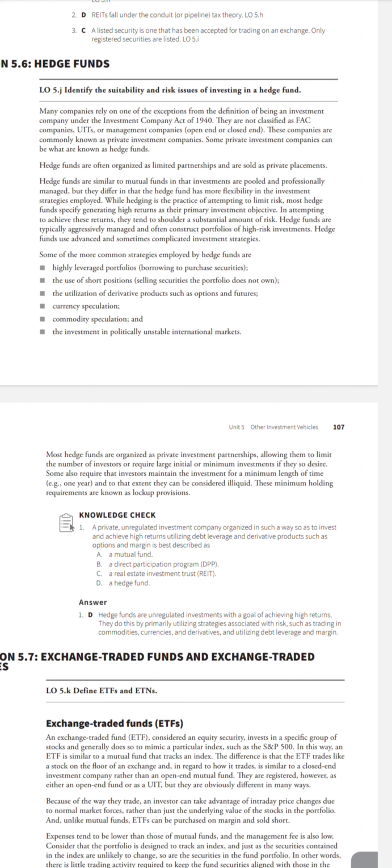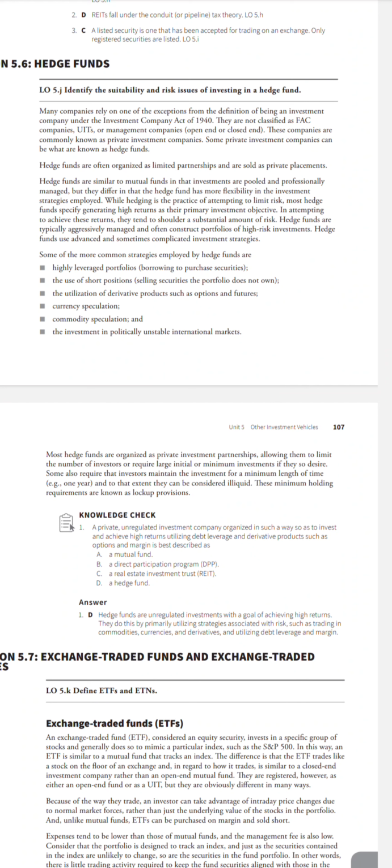Most hedge funds are organized as private investment partnerships, allowing them to limit the number of investors, or require a large initial or minimum investment if they so desire. Some also require that the investors maintain the investment for a minimum length of time, e.g. 1 year, and to that extent they can be considered illiquid. The minimum holding requirements are known as lockup provisions.